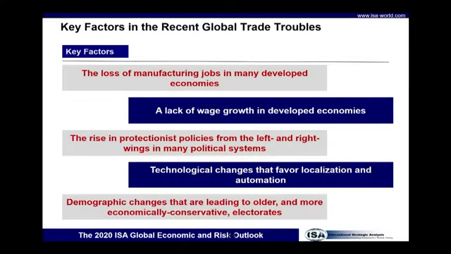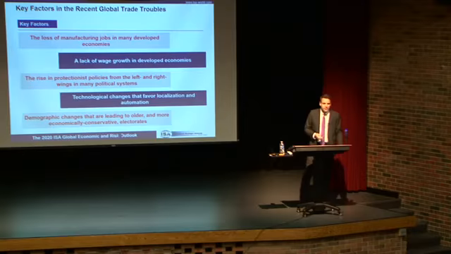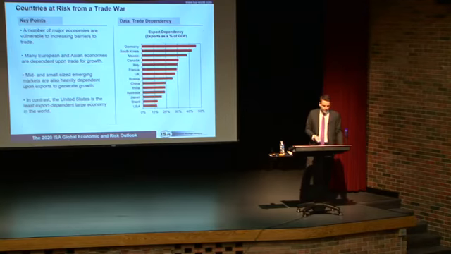And then finally, demographic changes, and we'll talk more about this going forward. This is changing the electorate. We are seeing a more conservative electorate. We are seeing an electorate that is more in favor of protectionism, in some cases nationalism and isolationism, and this is leading to major political changes in many parts of the world.